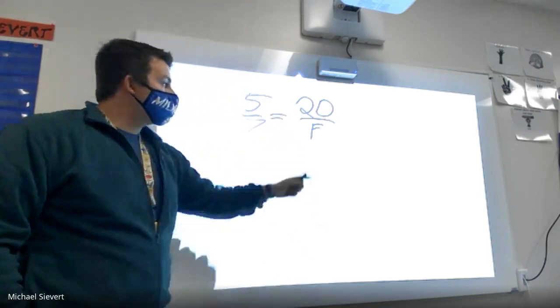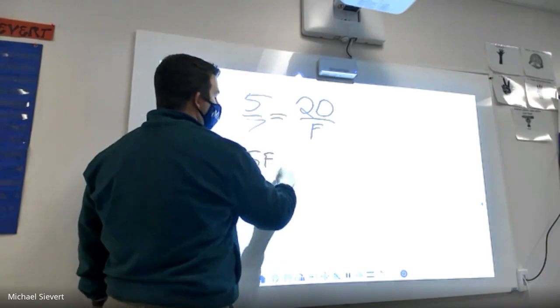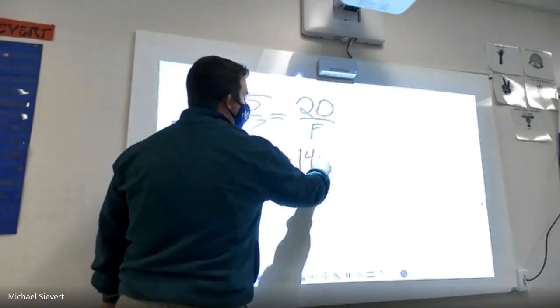So I'm going to set this up as cross multiply. I multiply 5 by f equals 7 times 20, that's 140.